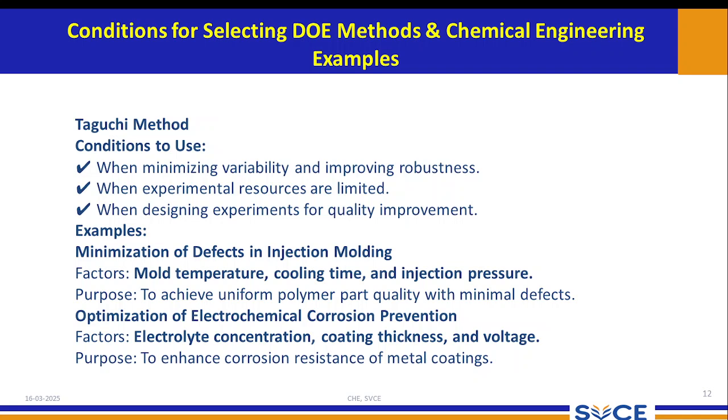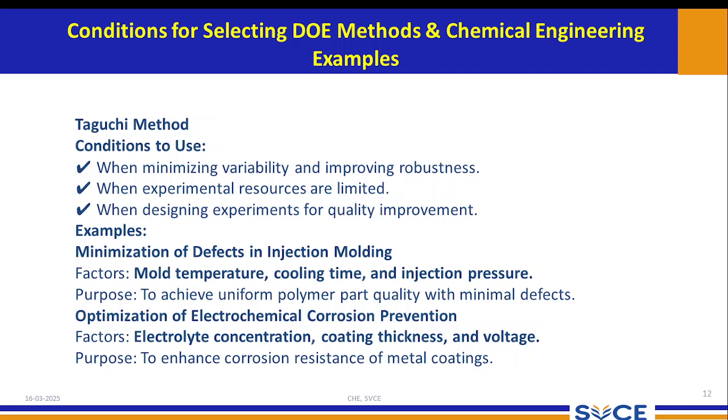Minimizing the defect in injection molding. So try to reduce it because it's already in the process of production in injection molding, but we want to reduce it. In that case, we can go for Taguchi method: mold temperature, cooling time, and injection pressure. The purpose is to achieve uniform polymer part quality with minimal defect. So minimizing the defect, then we can go for a Taguchi method because that one is a design of experiment for quality improvement.